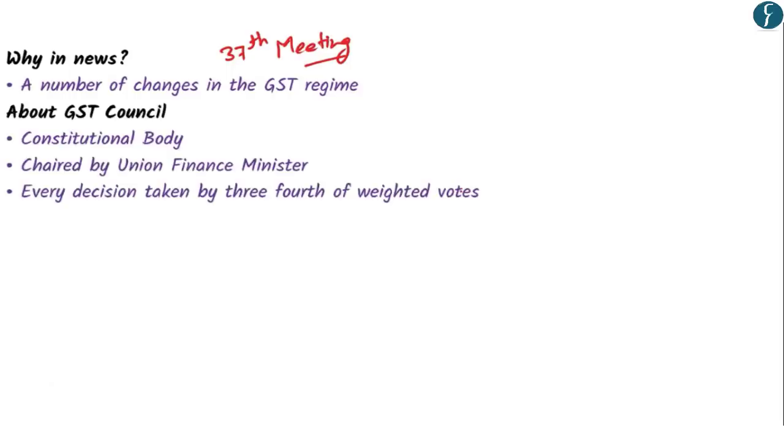Now, first and foremost, in its 37th meeting, the GST Council has announced a number of changes in the GST regime. In this regard, let us look into the important highlights of the announcement. But before that, let's understand basic things about the GST Council. First and foremost, the GST Council is a constitutional body for making recommendations to the union and state governments on issues related to goods and services tax.